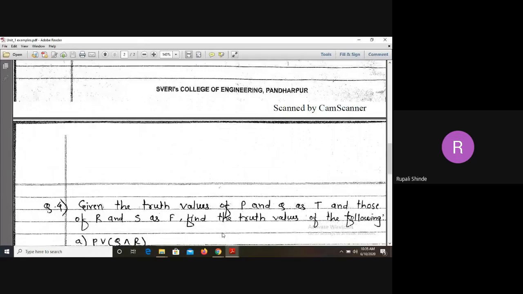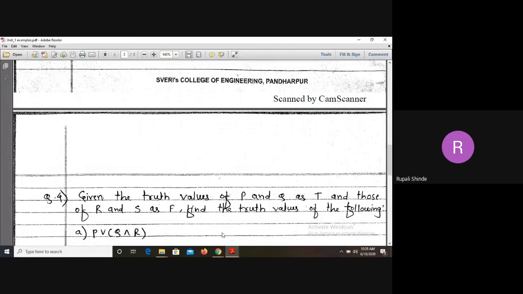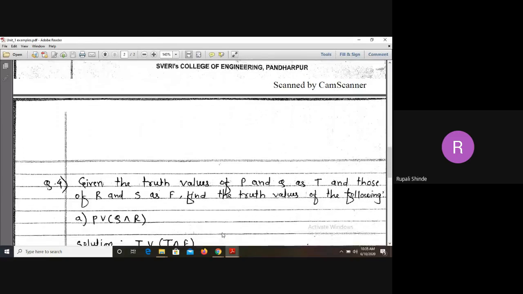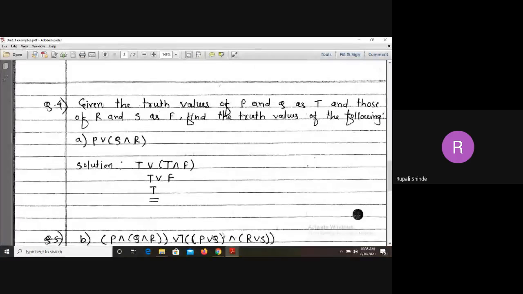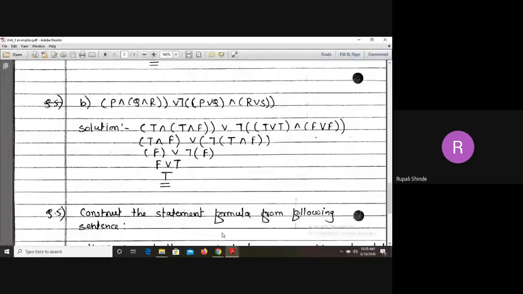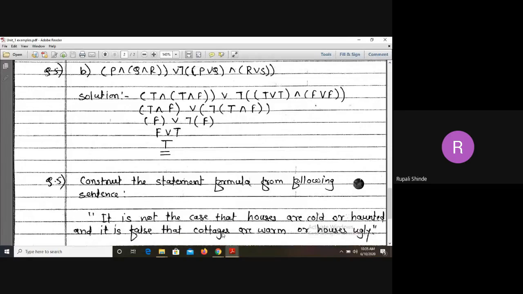So these kinds of problems we have solved: how to solve the formula if values for the variables are given, either T or F. Now here one statement is given and we have to convert that statement into symbolic form. The statement is: it is not the case that houses are cold or haunted, and it is false that cottages are warm or houses ugly. First we have to identify how many atomic or primary statements there are.